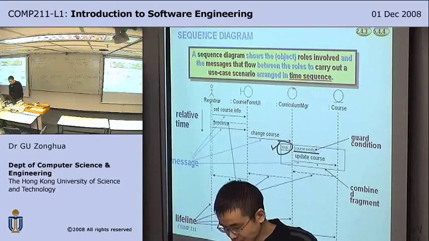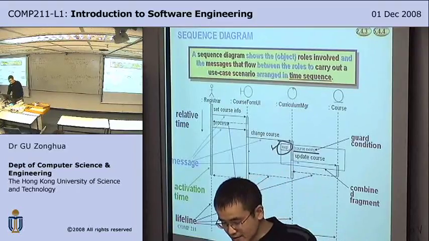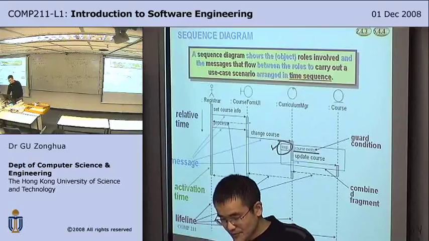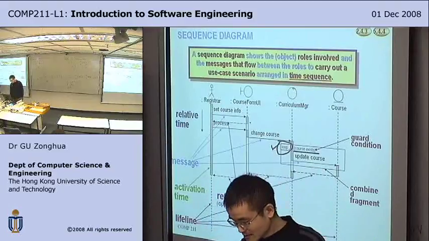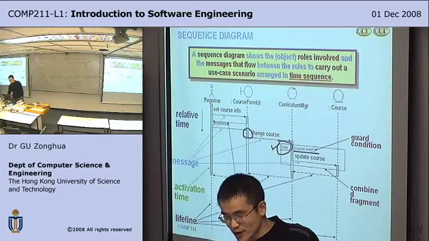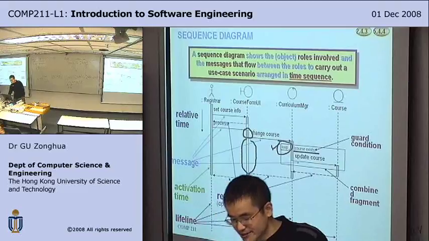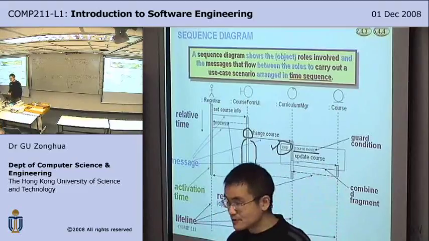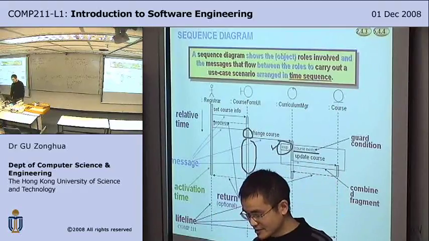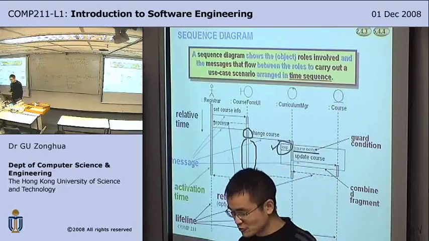So you can have activation time, representing when this particular object is active. When it's shaded, it means that the thread of control is here. When it's open, it means that it's waiting for a response from another object. So it essentially makes a call, and that object is taking a long time, and this one is waiting. Perhaps it's going through a network.